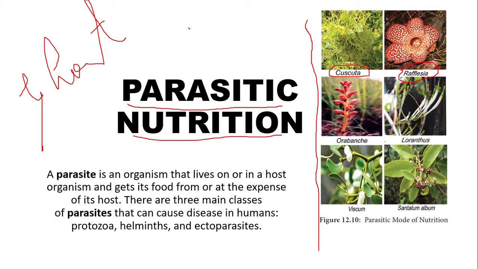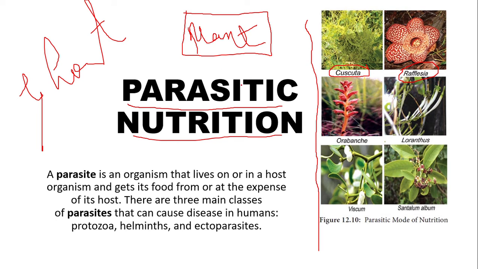Let's take an example of a green plant, a plant which is an autotroph. If you remember, an autotroph is an organism which prepares its own food by utilizing solar energy, carbon dioxide, and water, and the result is glucose. Remember, it's an autotrophic plant which prepares its own food.